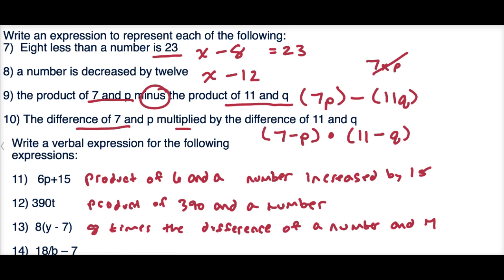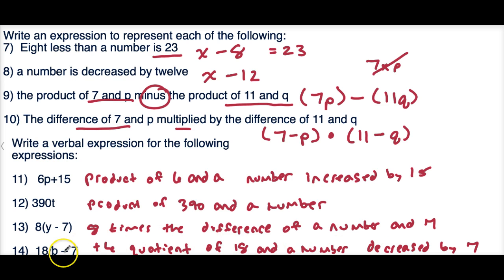The next one is 18 divided by b minus 7. So I recommend saying the quotient, because division is represented by quotient. The quotient of 18 and a number decreased by 7. You could have also said 7 less than the quotient of 18 and a number, but I wasn't thinking that when I started writing, and I would have had to erase everything. So the quotient of 18 and a number and all of that is decreased by 7. And I know it's decreased by 7 because the quotient tells me to do that part first and then decrease it by 7.